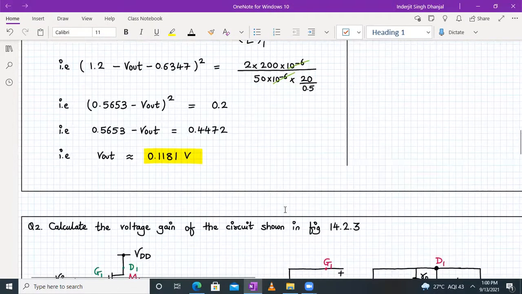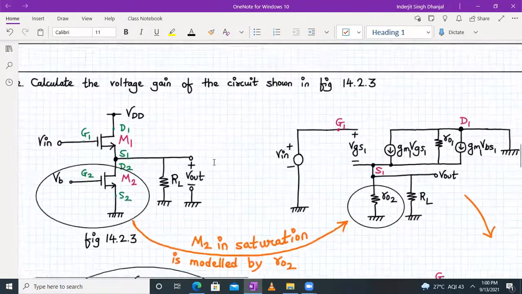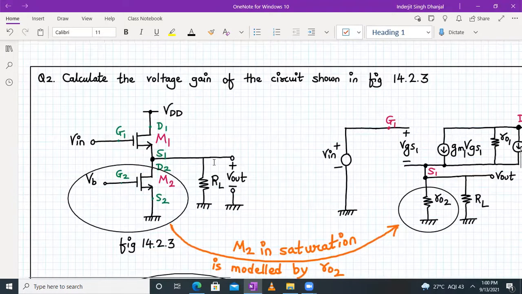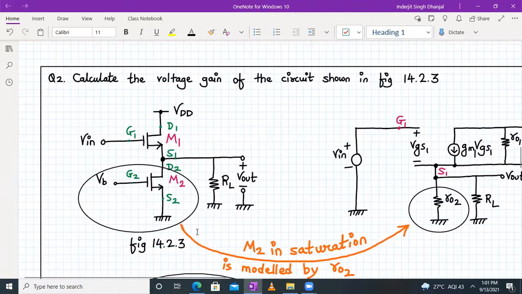Okay, so let's proceed to question number 2. For question number 2, we have to calculate the voltage gain of the circuit shown in figure 14.2.3. Now, if you look carefully, we have to identify the circuit first. Basically, it's a source follower because input is applied to the gate terminal and output is taken from the source terminal of M1, and the M2 transistor is acting as an NMOS current source. We also have an RL connected in parallel with the output.